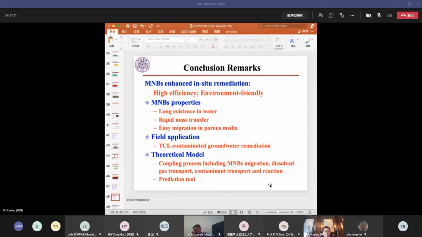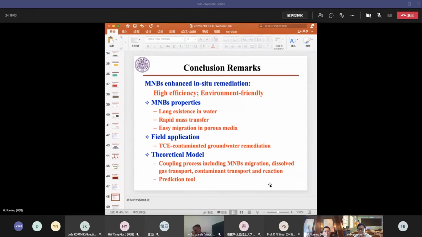Based on the research, the bubbles enhanced remediation technology has very high efficiency and is environmentally friendly. We did some research work on the bubble properties. We know that the bubble can stay in groundwater for a very long time and has very rapid mass transfer, and it can very easily migrate in the porous media, and that means in the migration with the groundwater flow.